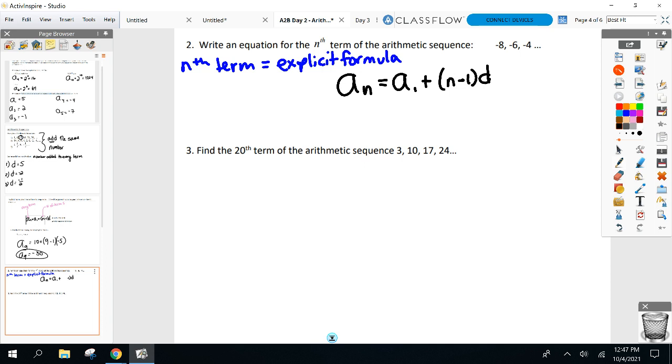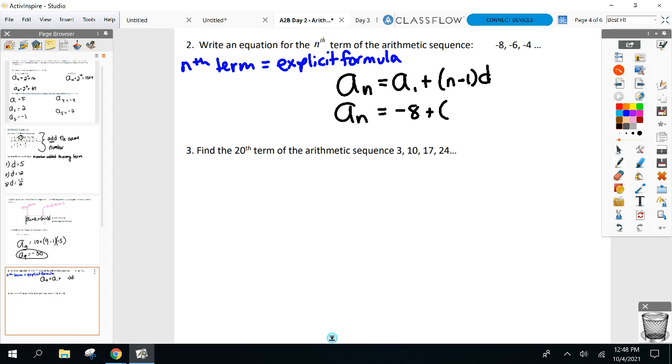All right, here we go. Am I asking you to find a certain term? No, this is for any term. This is going to work for any term. So guess what A sub n is going to stay? A sub n. This is how to find any term in this sequence. I take A1, -8. I add 2.